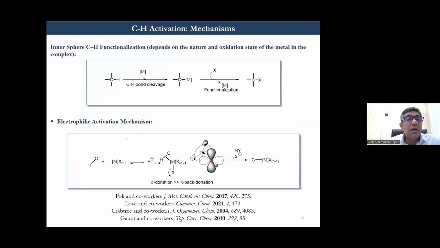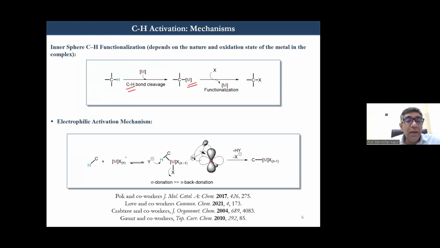With the inner sphere functionalization, this depends on the nature and oxidation state of the metal in the complex. There are a variety of pathways available in inner sphere CH functionalization. In the inner sphere CH functionalization, essentially, you will have a CH bond cleavage occurring and formation of an organometallic species leading to a functionalization. So the overall process actually involves the direct interaction of the metal with the carbon that is being functionalized.